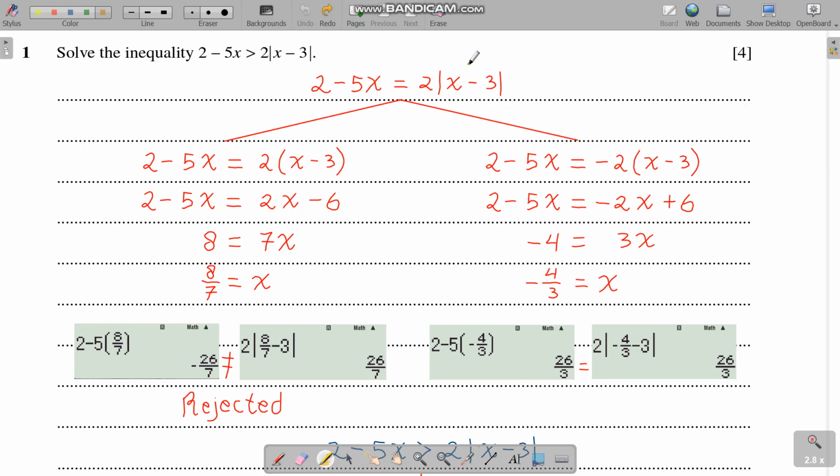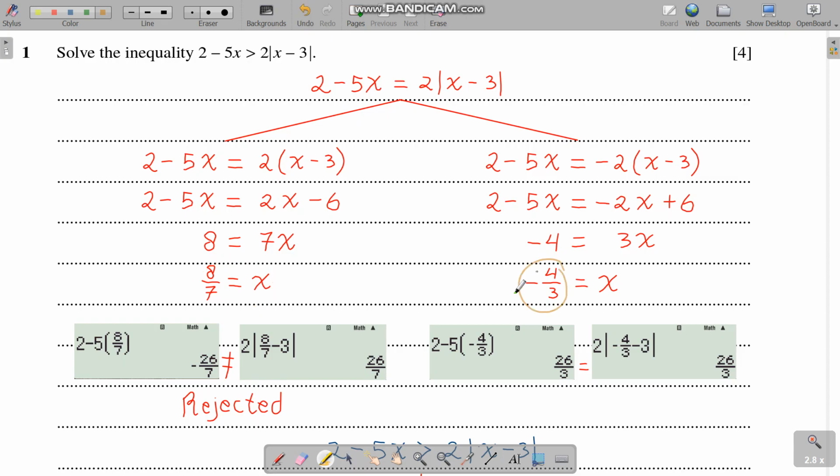So we plug in, just use a calculator, and for the 8/7, you replace this x and this x with 8/7, just like this. And on the left, we get something negative. On the right, don't forget to use the absolute value symbol, the ABS button in the calculator, and you will get something positive. So they are not the same, so this is rejected. This solution cannot be used.